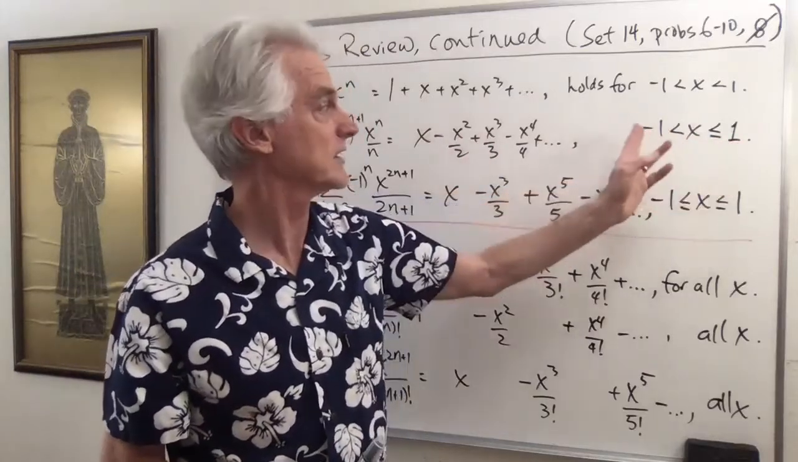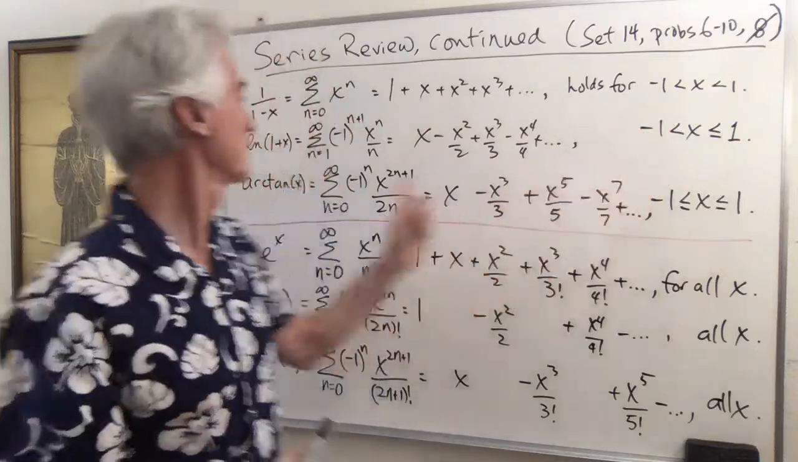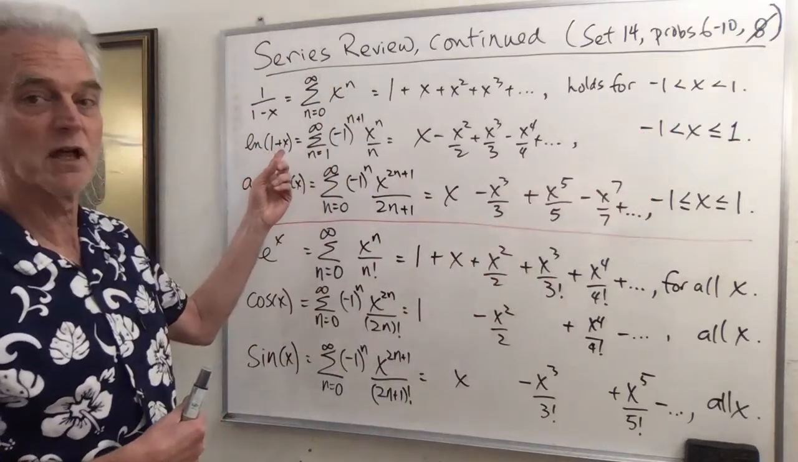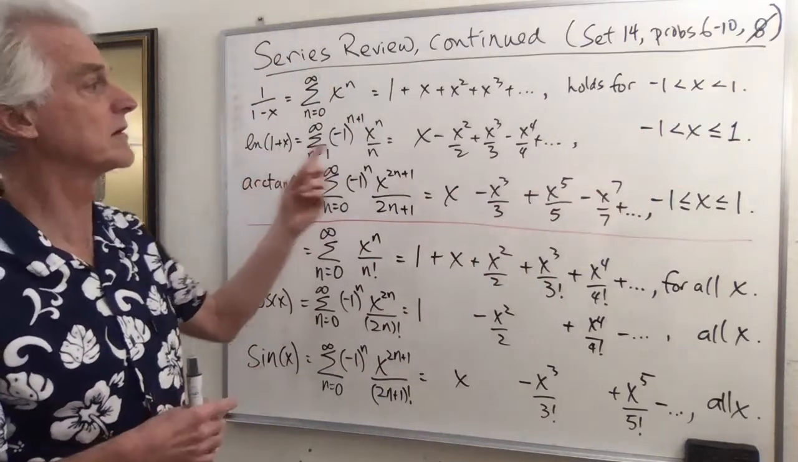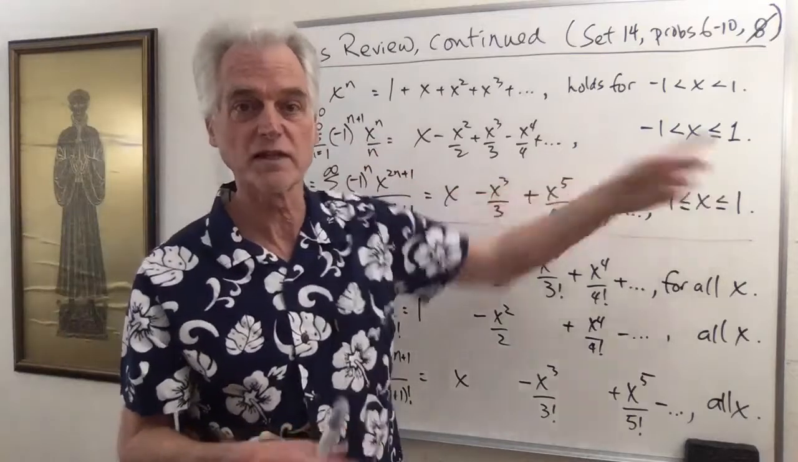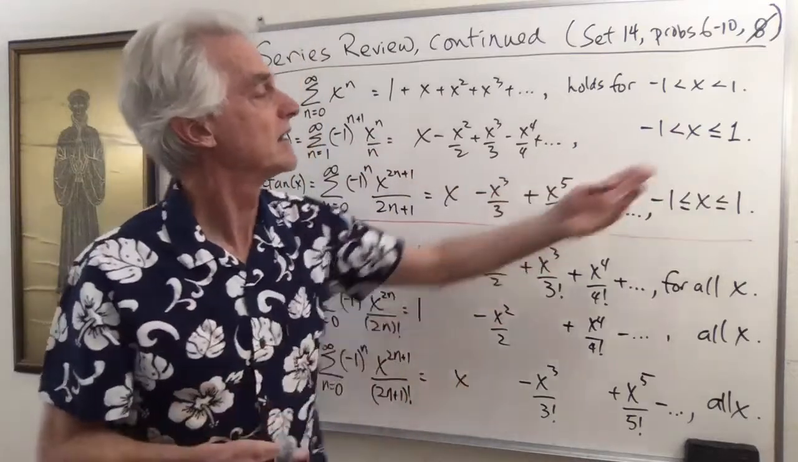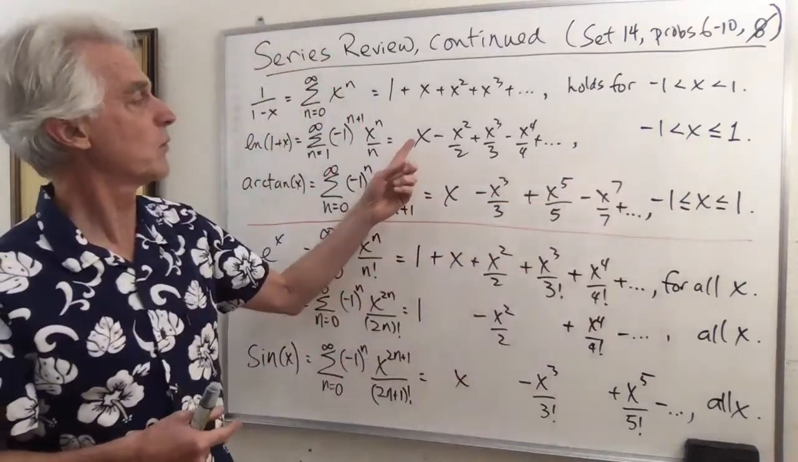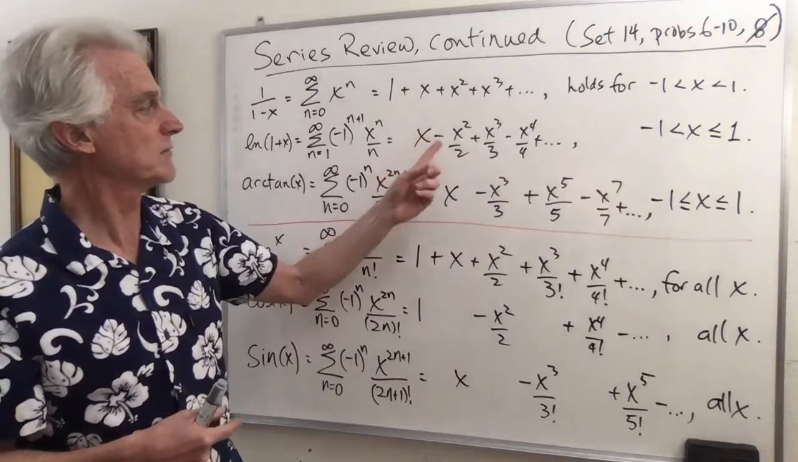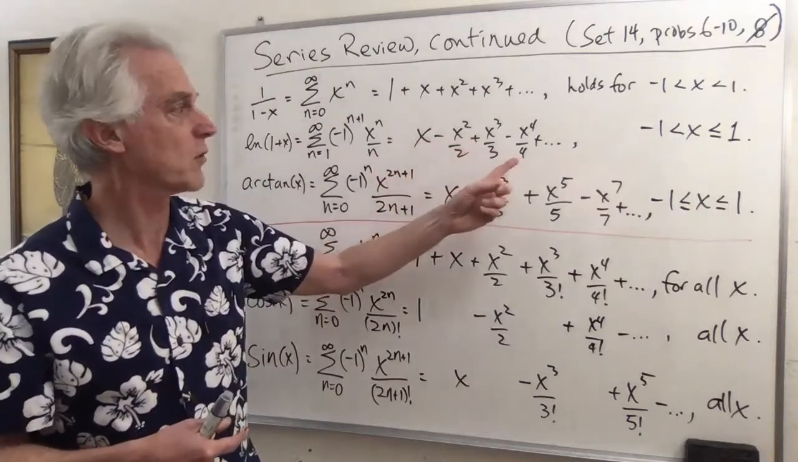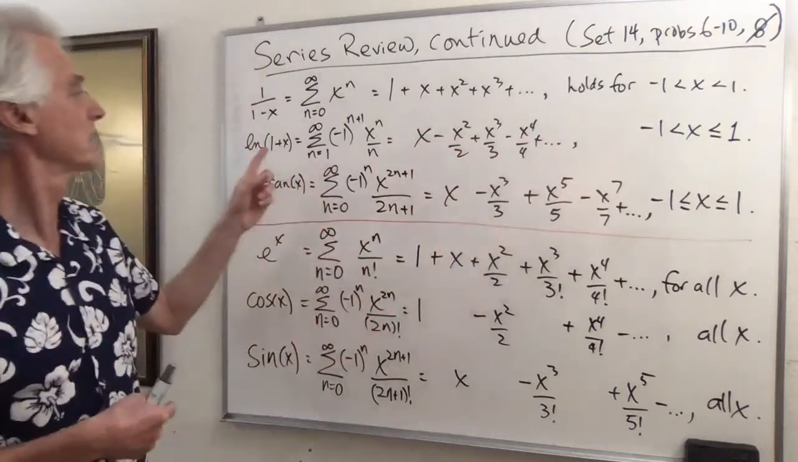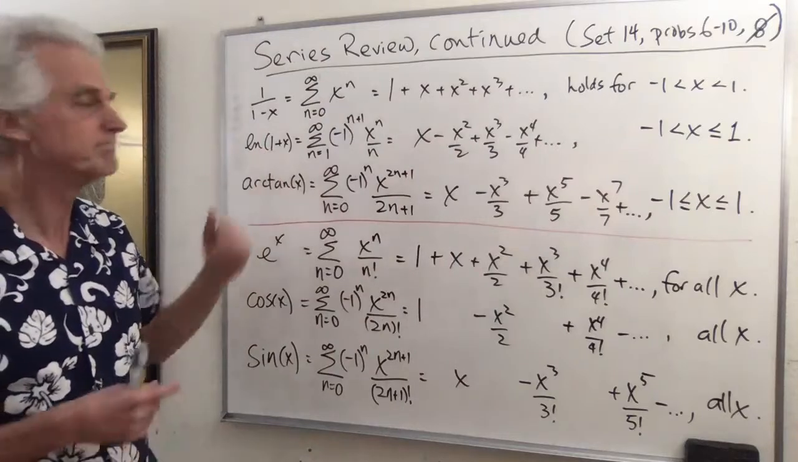It doesn't hold when x is minus 1, because I'd be taking the natural log of 0, which you can't do, undefined. But it does hold when x equals 1. In fact, this is a neat way to see that when x is 1, I get 1 minus a half plus a third minus a quarter plus a fifth, etc. That's equal to log 2.